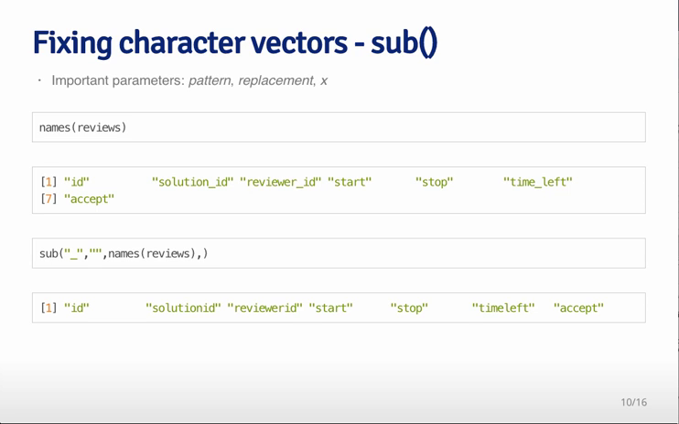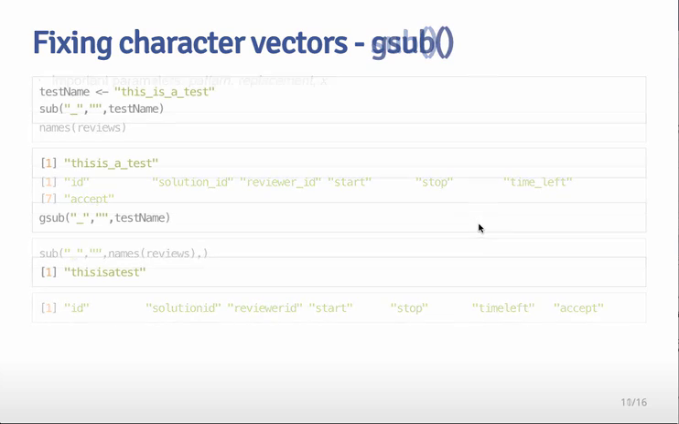So I can see the data set again looks like this. A couple of things that I might want to be able to do is substitute out, say, characters. In this case, I can see that a couple of the variable names are solution ID and reviewer ID, and they have these underscores in them. I might want to remove the underscores from those variables, also from this variable time left over here. One thing that I can do is use the sub command. I can say, every time you find an underscore, replace it with nothing in the names of reviews, and what you end up with is variable names where all of the underscores have been removed.